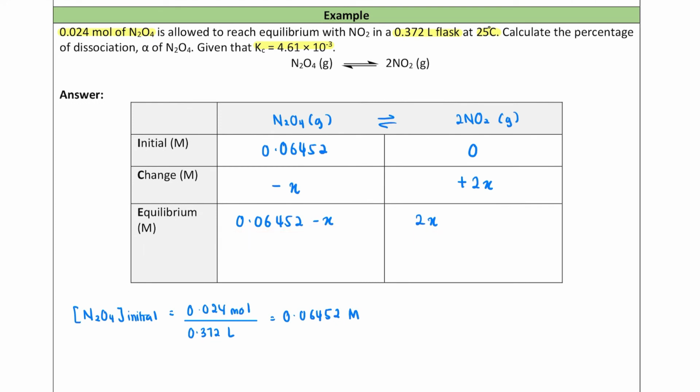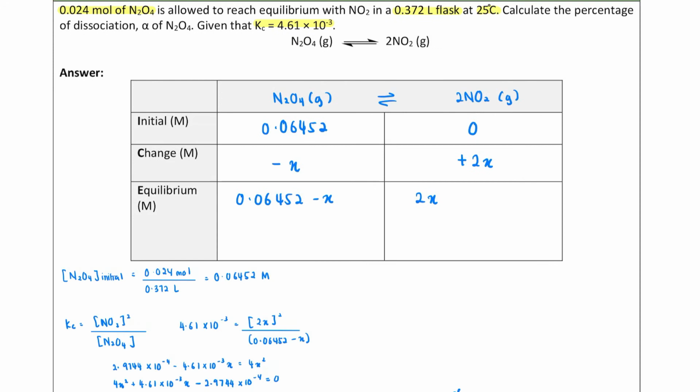Tapi our main point adalah kita nak cari percentage of dissociation. That means kita kena tahu berapa banyak change yang dekat sini lah. So, we need to know the value of X. So kita kena cari nilai X from the value of Kc given. So, this is the formula for Kc. Concentration NO2 power 2 divide concentration N2O4 power 1. Then we need to plug in all the values. And then kita cubalah untuk solvekan nilai X.